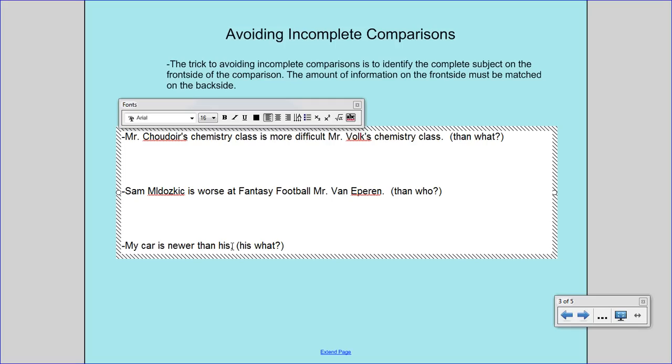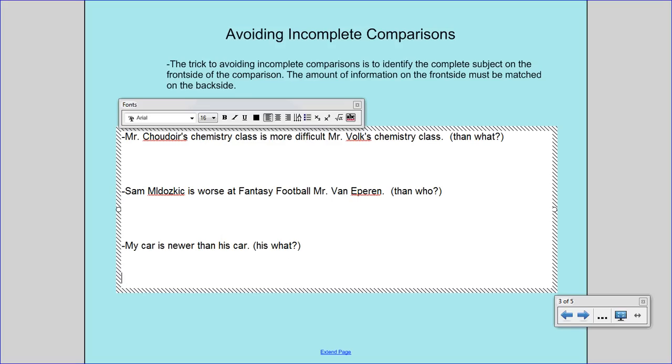So it's his car. Now let's say, for instance, during the course of your writing, you're talking about cars, and you wrote a sentence, mine is newer than his. In this instance, this is a complete comparison, because if you look at the complete subject on the front end, the complete subject is mine. It's solely the possessive pronoun. So all you need on the back side of the comparison is the possessive pronoun, and we have that.